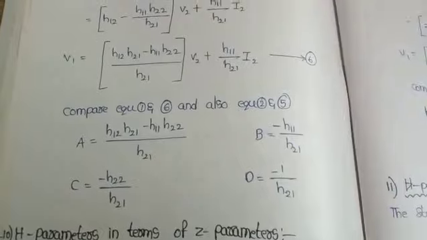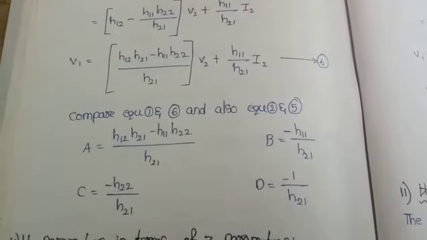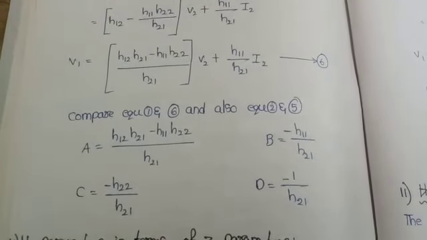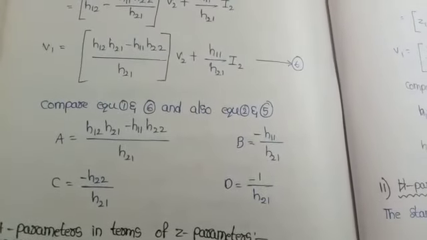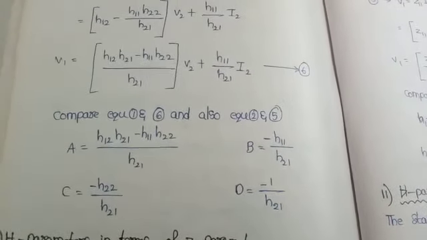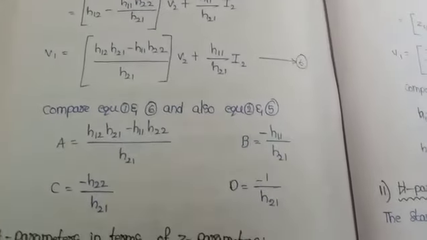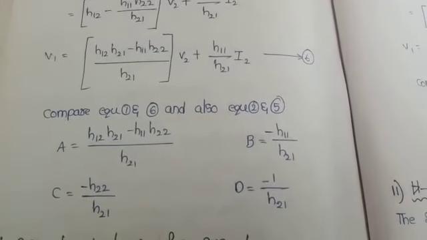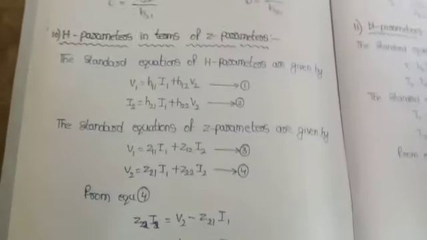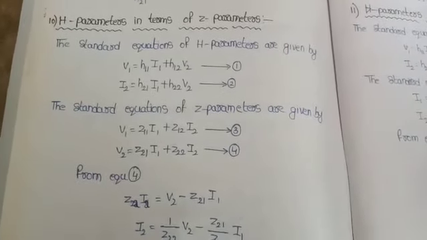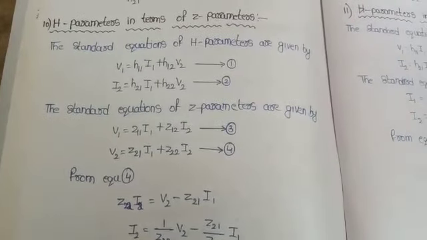By comparing equation 1 and 6 and also 2 and 5, we get the ABCD parameters in terms of H parameters individually. A equal to delta H by H21, B equal to minus H11 by H21, C equal to minus H22 by H21, and D equal to minus 1 by H21. And the last relation, that is H parameters in terms of ABCD, Z and Y.